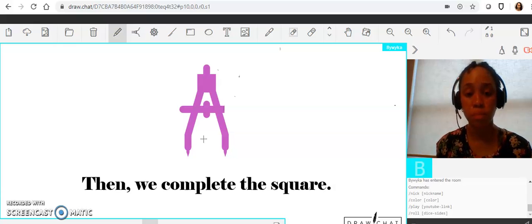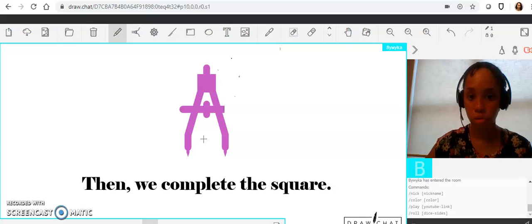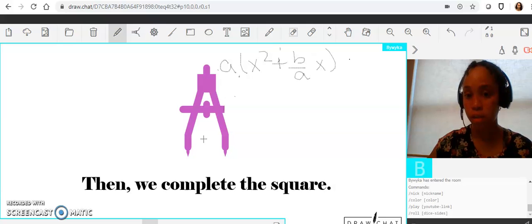All right. Next, we have to complete the square. And we've already reviewed completing the square, so this should be fun and easy for you to follow along. So again, we have a times x squared plus b over a x equals negative c. So if you recall, when we complete the square, we take this term here, we're going to divide it by 2. So when we divide it by 2, it's going to be b over 2a x. And then we're going to square the whole term. So this is our new term.